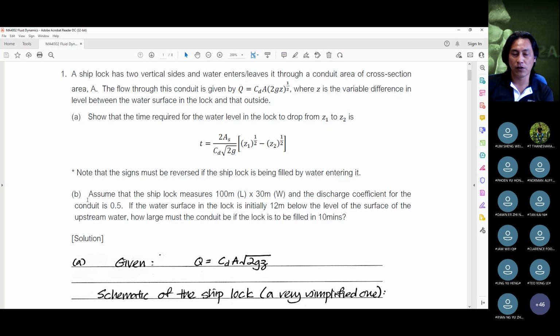So that's for part A. For part B, assume that the ship lock measures 100 meters in length, 30 meters in width, and the discharge coefficient, the numerical value, is 0.5. Now, if the water surface in the lock is initially 12 meters below the level of the surface of the upstream water, how large must the conduit be if the lock is to be filled in 10 minutes? In this case, we're talking about filling. Part A talks about water leaving the ship lock. Part B talks about water entering the ship lock. So there are some subtle differences that you will have to watch out for.